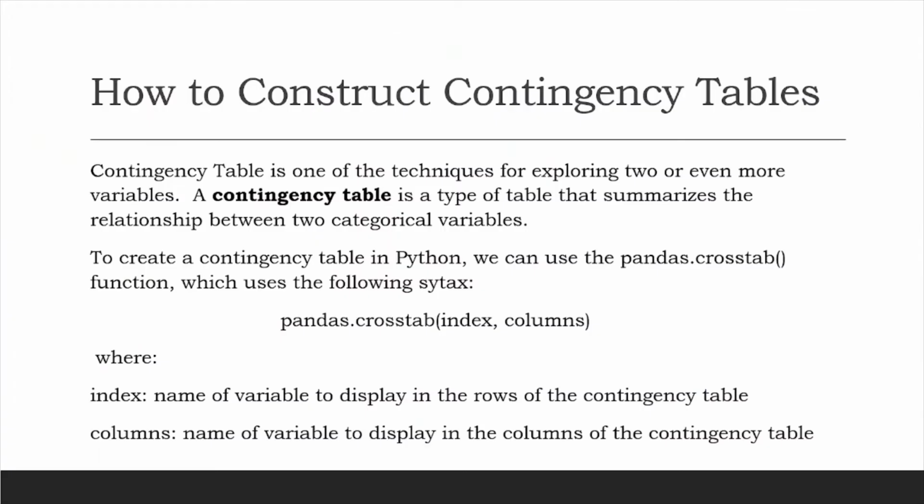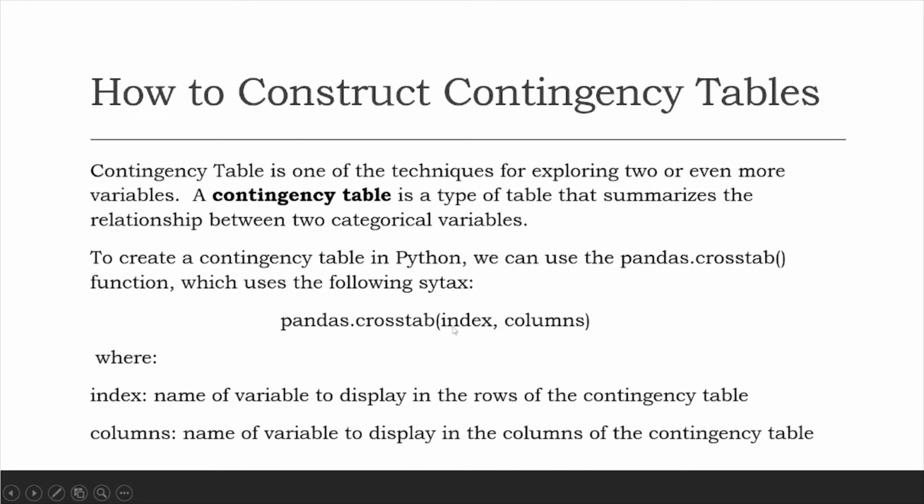Next, how to construct a contingency table. A contingency table is one of the techniques for exploring two or more variables. A contingency table is a type of table that summarizes the relationship between two categorical variables. To create a contingency table in Python, we can use the pandas.crosstab function, which uses the following syntax, which is given.